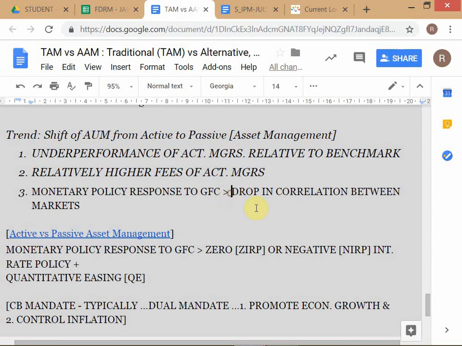It should not be a drop in correlation, it should be the opposite. A rise in correlation between markets. Markets, assets, same thing. Because you're trading the base asset in any market.